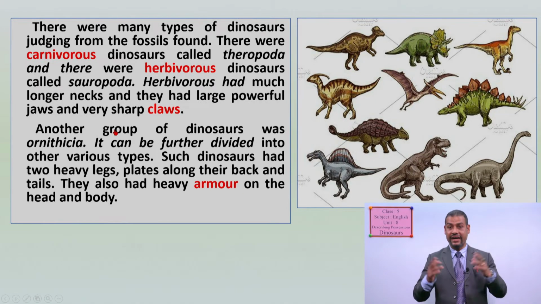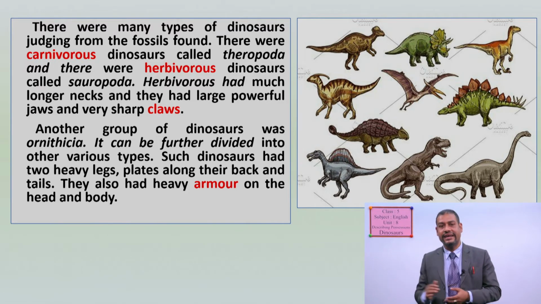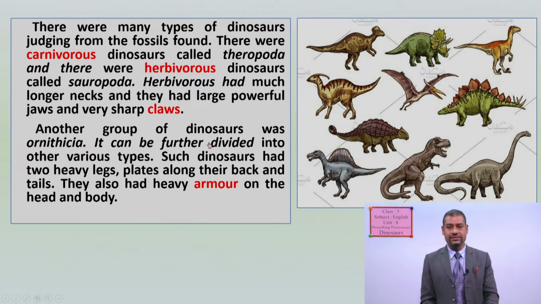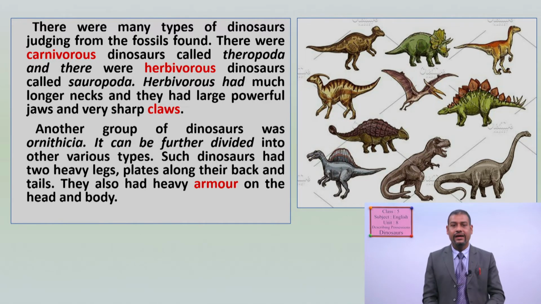Now, another paragraph. There was another type of dinosaurs, another group called Ornithischia. It can be further divided into various types, and such dinosaurs had two heavy legs, plates along their back, and then tails. Dinosaurs have tails also. They also had heavy armor. See, this part is armor.